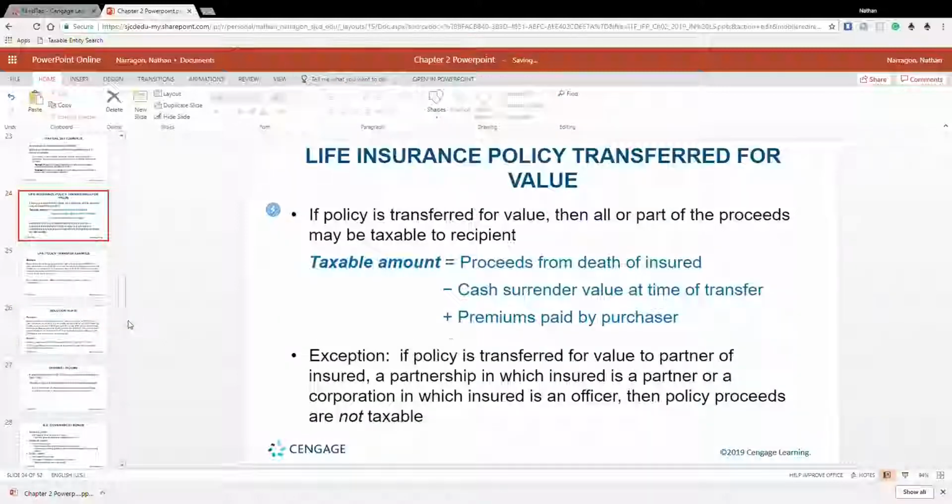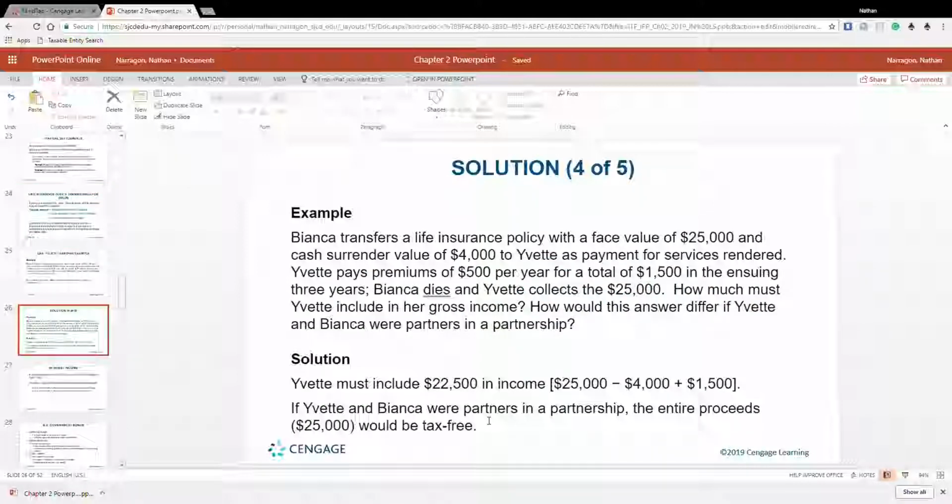So, again, taxable amount equals proceeds from death of insurance minus cash surrendered, valued at time of transfer, plus the premiums paid by purchaser. So, again, if we use that formula, they're going to include 22,500 in income. So yes, her paying the premiums kind of shoots herself in the foot of how much she has to include in income, but she actually receives the premiums back. So, yeah, again, life insurance policies are fun.